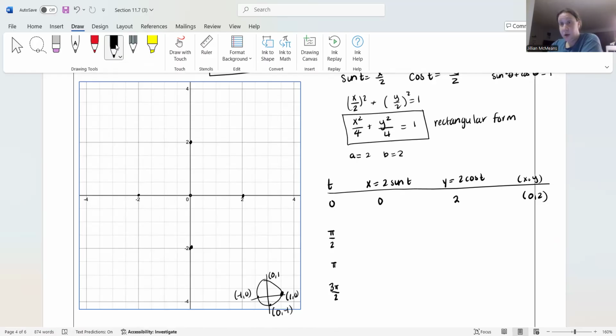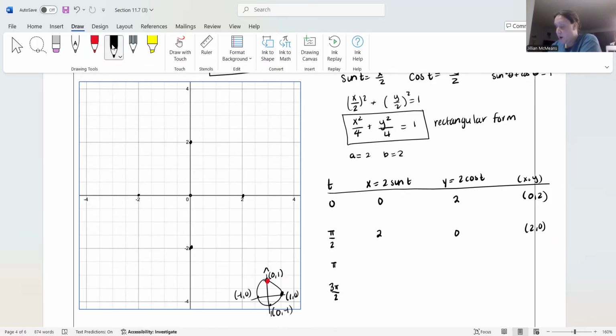Now we're going to do the same thing, but we're going to plug in t as pi over 2. So we're now up here. This is pi over 2 right here. Sine of pi over 2 is 1. 1 times 2 is 2. Cosine of pi over 2, remember, we're looking at this point right here in red, is 0. 2 times 0 is 0. So we get the point on the plane, 2, 0.